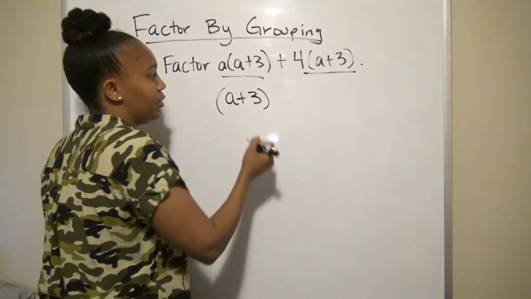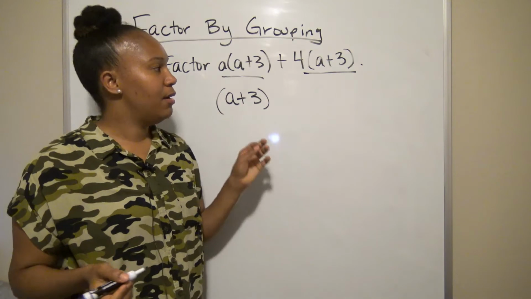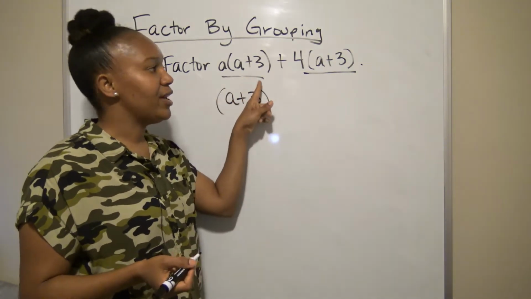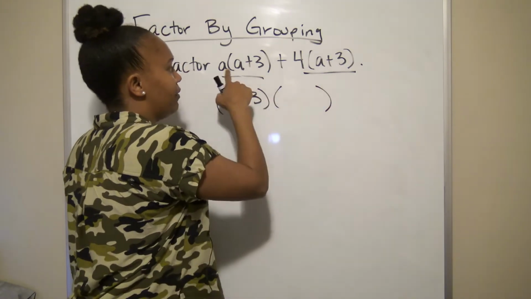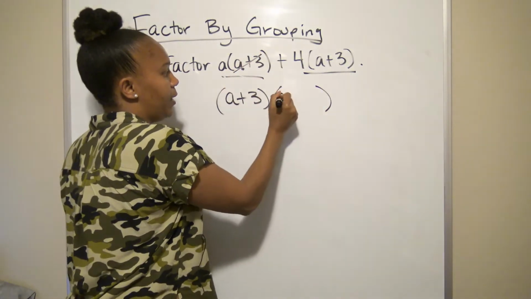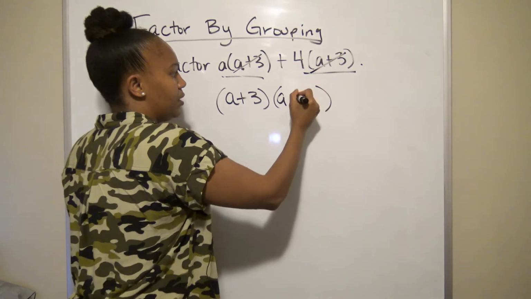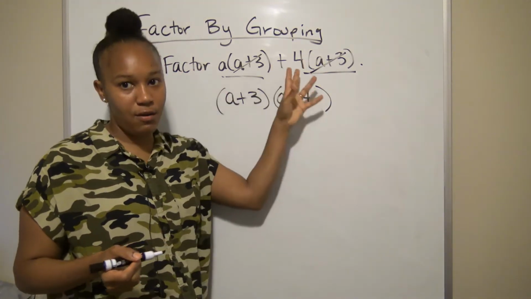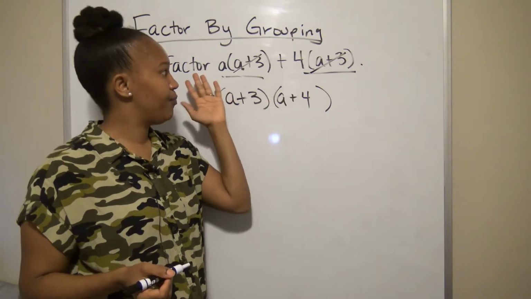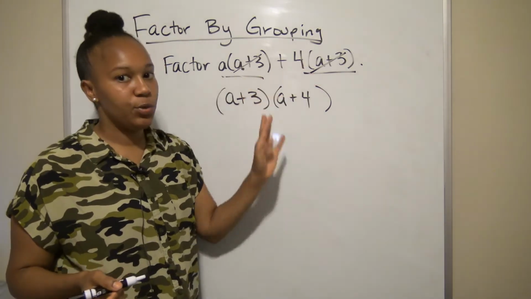Did I say x plus 3? I meant to say a plus 3. So factor out this a plus 3. That's what they have in common. And then you want to write what you have left. So if you take out this a plus 3, you're left with an a. And if you take out this a plus 3, you're left with a plus 4. So this is how you would factor out the GCF of this polynomial or expression, whatever you want to call it.